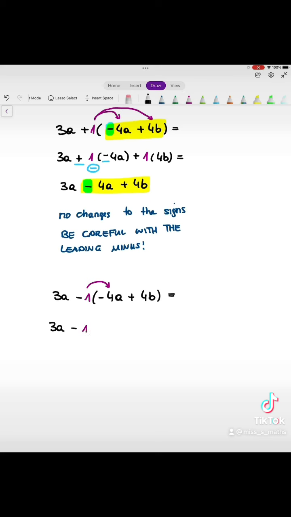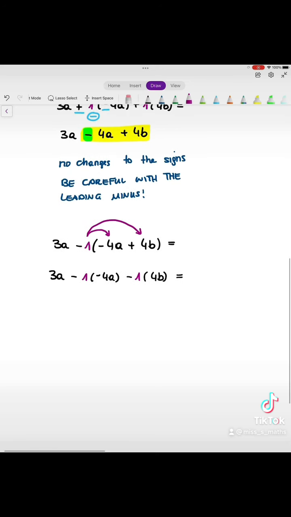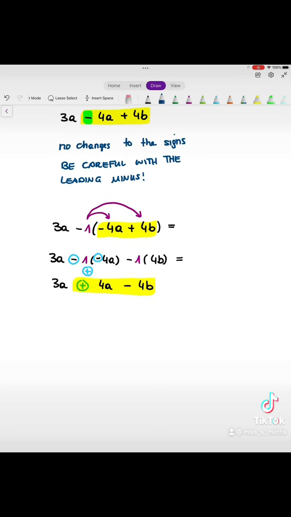Now, the most important thing that a lot of students forget about is when there's a minus in front of a bracket, all the signs within the bracket are going to change. So we're basically multiplying by minus 1 now, and minus 1 times minus 4 gives us plus 4a, because minus times a minus is a plus, and now minus 1 times plus 4b gives us minus 4b, because minus times a plus is a minus.